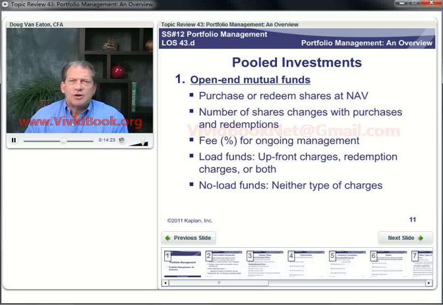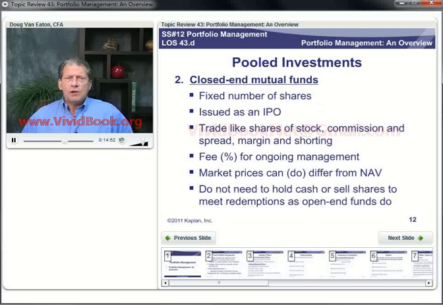Upfront charges are not as popular as they once were. But there are also funds that are true no-load funds. They don't have upfront or redemption charges. Now, they still have the ongoing management fee, but there's no sales fee that's being paid to a salesperson, so you need to go directly to the fund to do business with them, and it's usually not done through a sales agent or a broker.